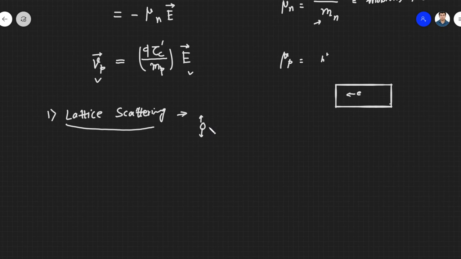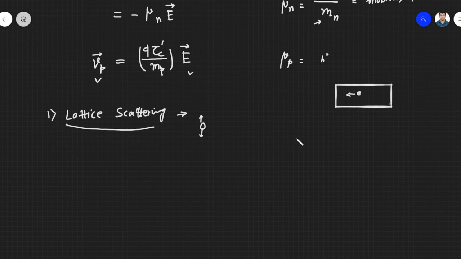The potential energy is not fixed, so it's changing at room temperature because of their vibration. So due to this, the electron will be scattered, right? They cannot move in a straight line, they will be deflected. And so what it will impact is the mobility, right?